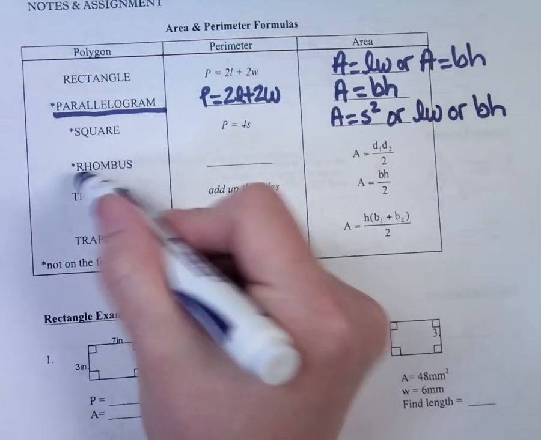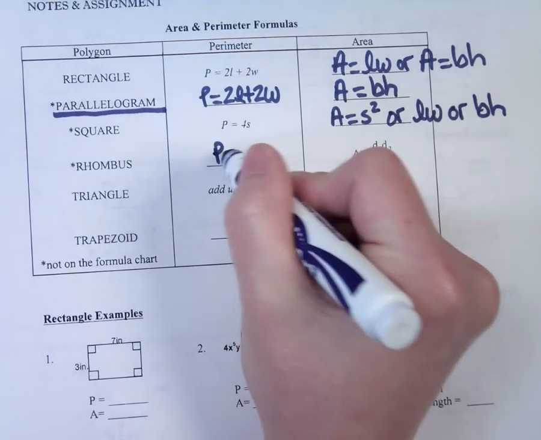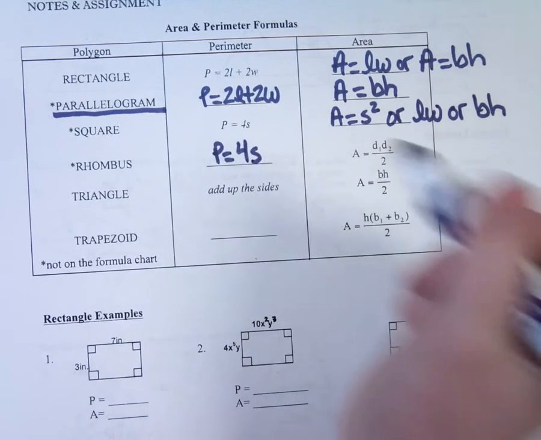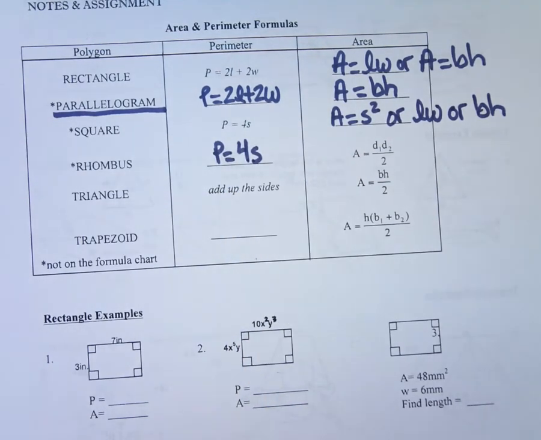Okay, the rhombus, remember how all sides are the same? So you can find the perimeter the same way that you found the perimeter with the square. Just take 4 times the length of the side, since all the sides are the same, or just add up all 4 sides. Doesn't matter.